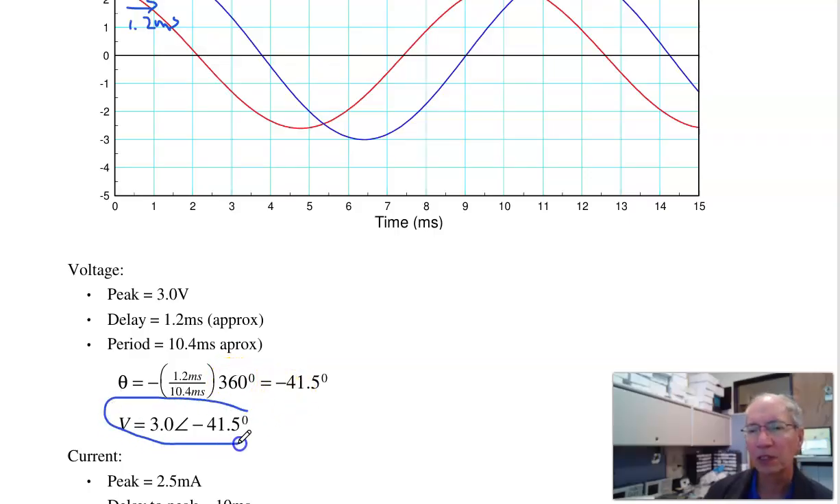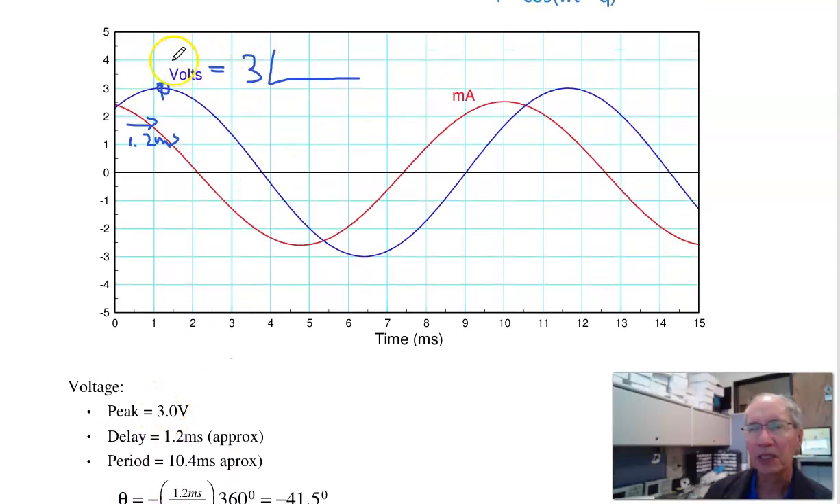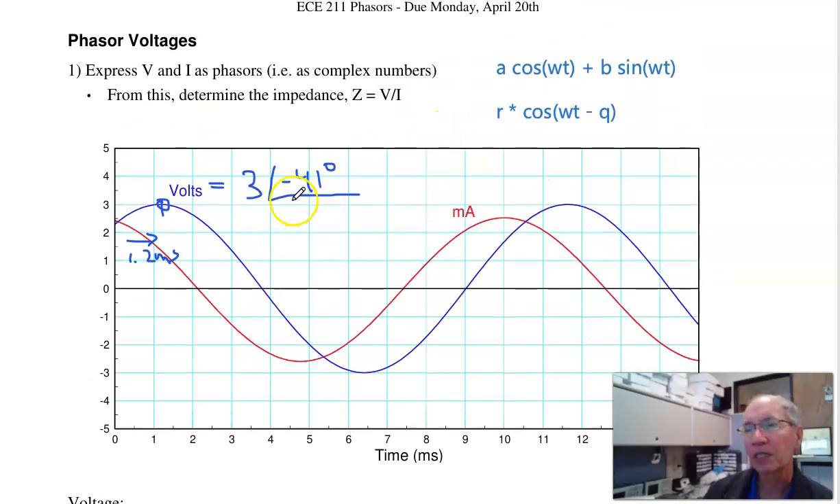So this is the voltage. Peak is 3, delayed by 41 degrees. Again, 0 degrees phase shift is right here. Cosine is a peak at t equals 0. If the peak happens after t equals 0, that's your delay, or angle. So the voltage is 3 at minus 41 degrees. That's polar form. I could represent it in rectangular form then, the real part's cosine minus j is sine.